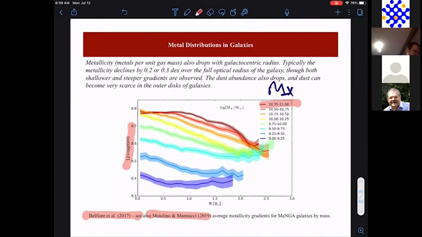And you're looking at how this changes as a function of radius expressed in terms of the half mass radius. And what you should see is that the metallicity goes down. And so the galaxies display a characteristic metallicity gradient such that they have less heavy elements relative to their ISM as you move from the inside to the outside of a galaxy.